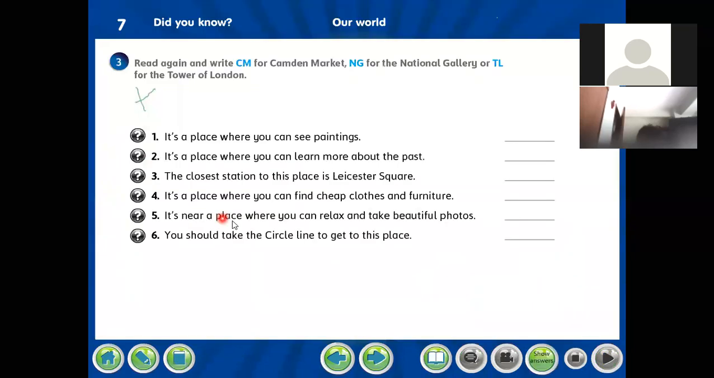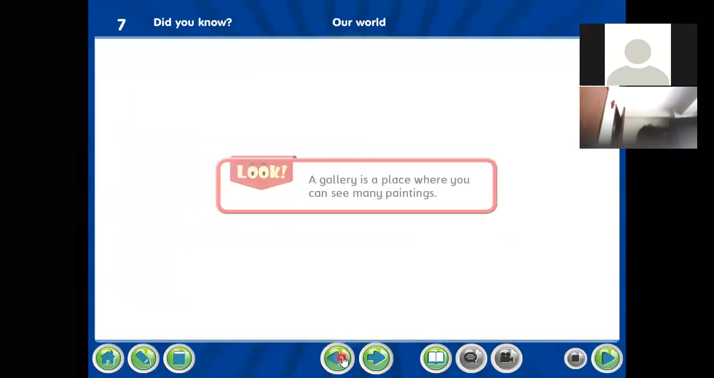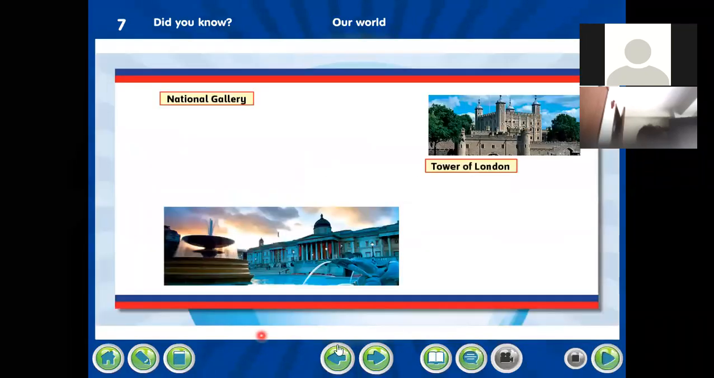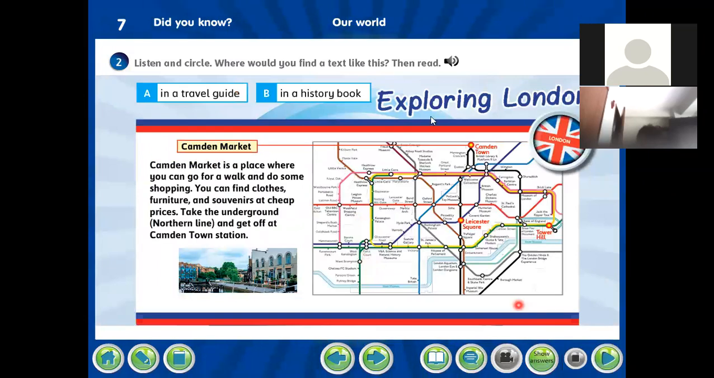Listen one more time to the text. And you say, is this sentence talking about the Camden Market? Is it talking about the National Gallery? Or is it talking about the Tower of London? And you are going to complete this. But for that, we need to read the text one more time. Listen, please. You read at home. Listen. 2. Listen and circle. Where would you find a text like this? Then read.